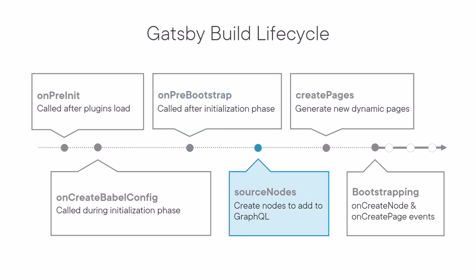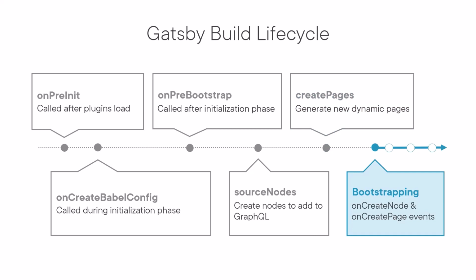The sourceNodes hook will allow us to create additional GraphQL nodes for querying, which we'll use to build a source plugin. The createPages API allows us to generate dynamic pages to add to the site, which we'll use for blog posts. Then there are a series of events that don't get called in a specific order.